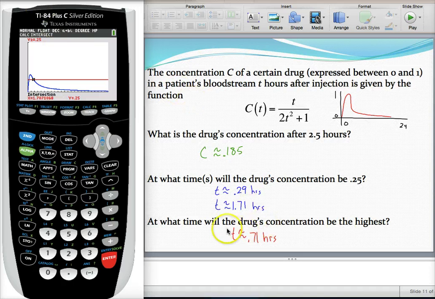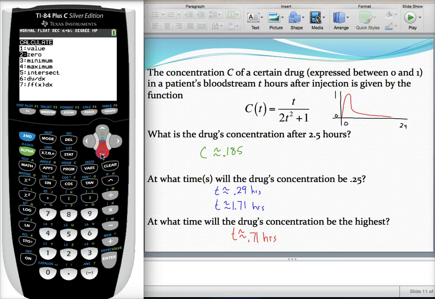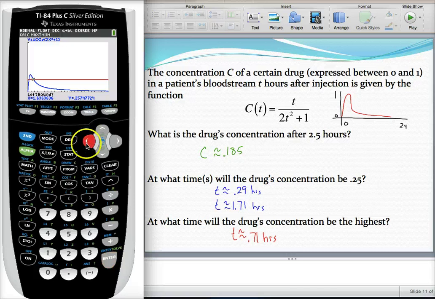And then finally, they ask us to determine when the concentration will be at its highest. Well, right there I can see there's the maximum my graph gets to. To find this, we're going to do what we've done before. Go to second trace, select min or max, maximum in this case because that's what they want.